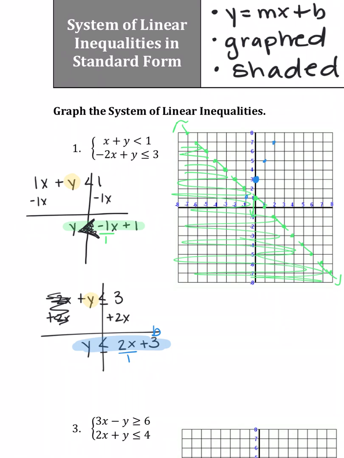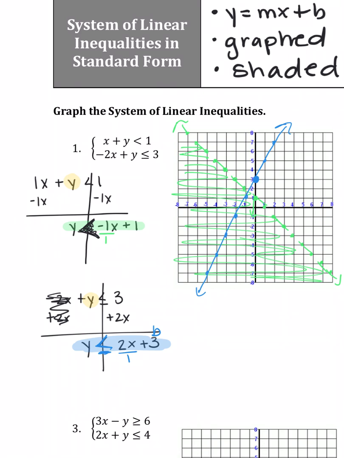And remember, if you can't go up 2 and to the right, you're going to go down 2 and to the left. Okay? And now I have this solid bar. See how it's less than and equal to? Because it's equal to, this piece right here is going to be solid. So I'm going to go ahead and make that solid line.